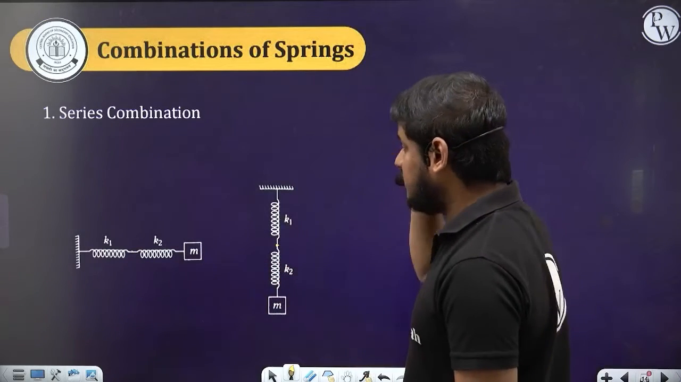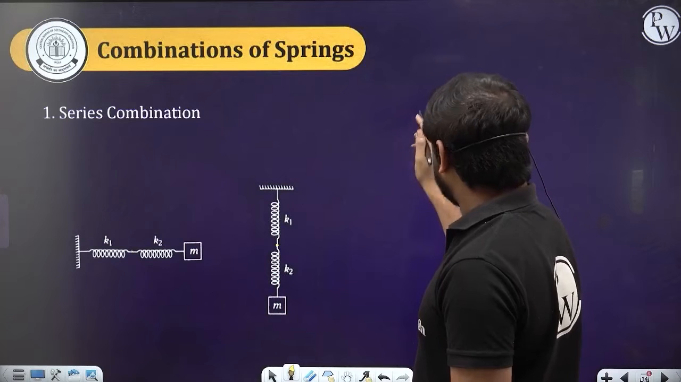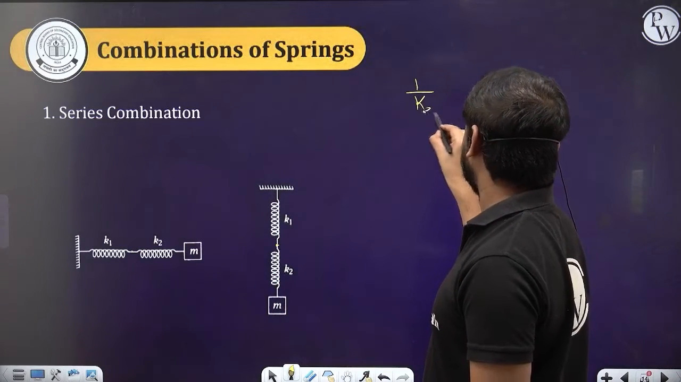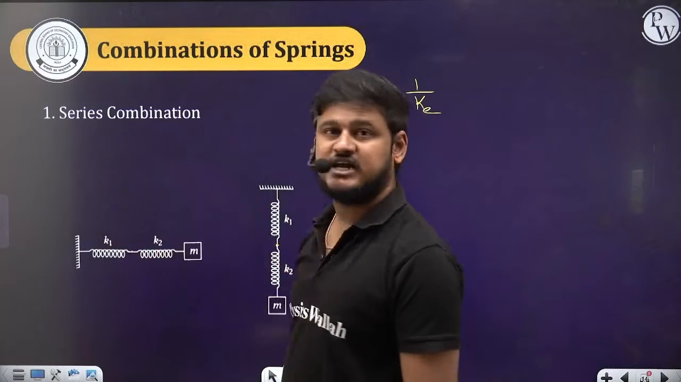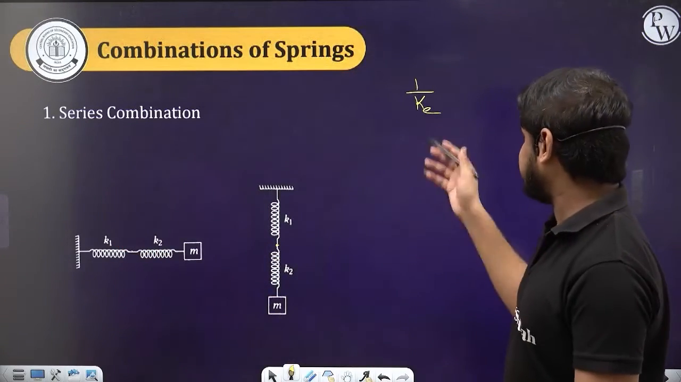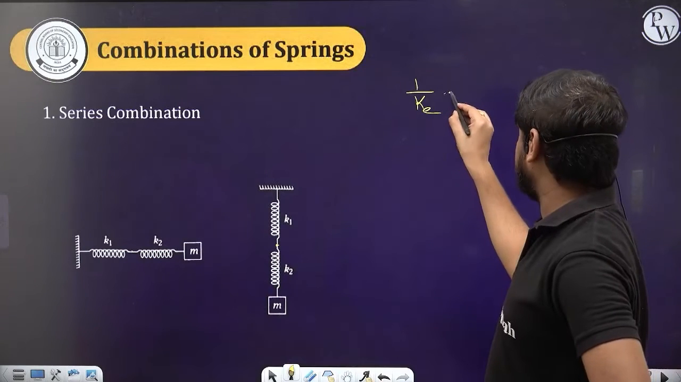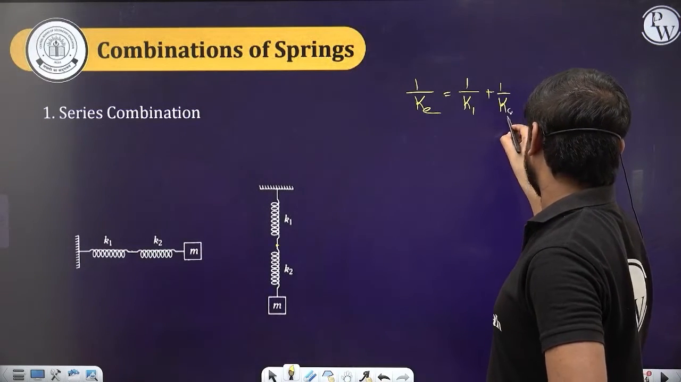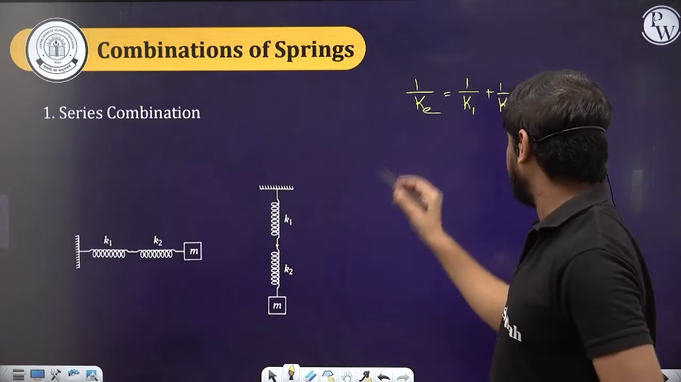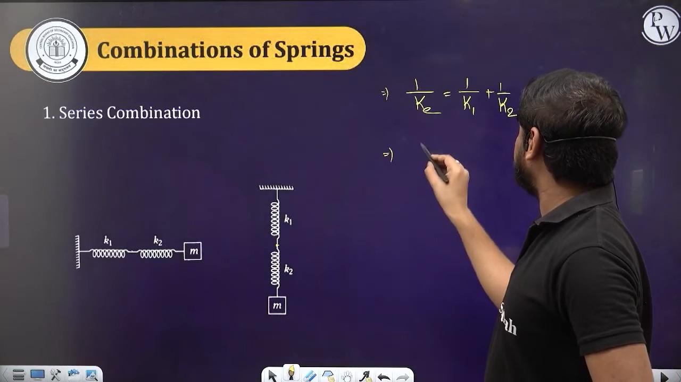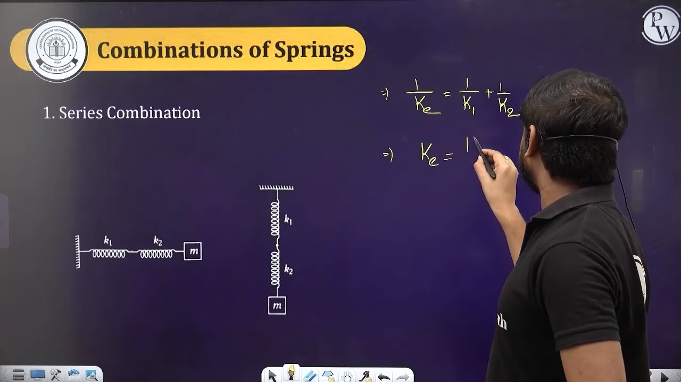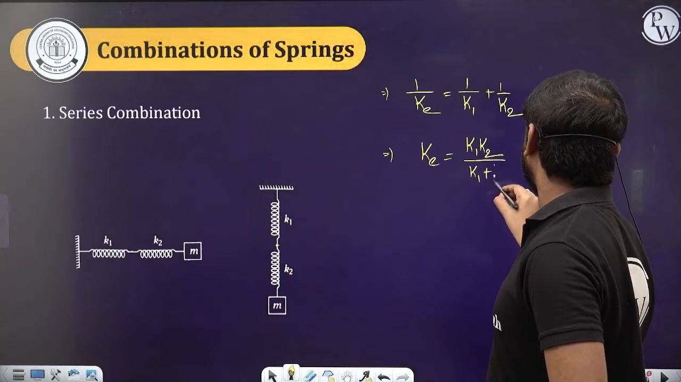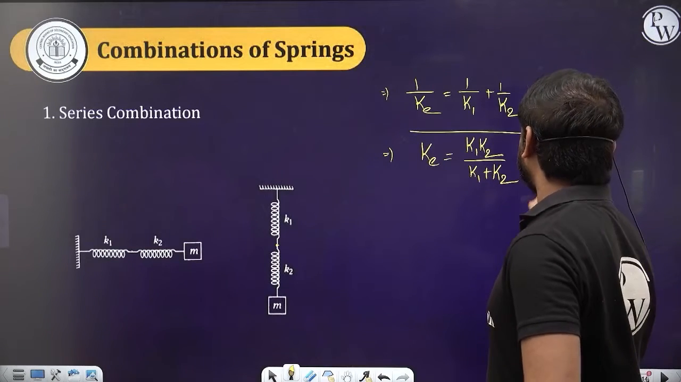So here I can write, in the case of series connection, the equivalent spring constant. Let's say this has K1 and this has K2. Then for the series connection, the equivalent spring constant is 1 by Ke equals 1 by K1 plus 1 by K2. Or for two springs in series combination you can directly write K1 K2 by K1 plus K2.